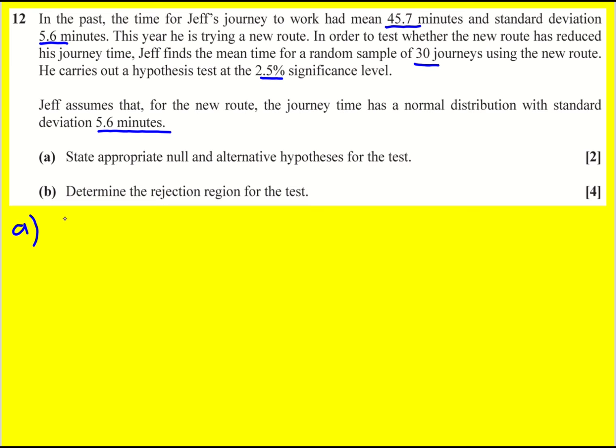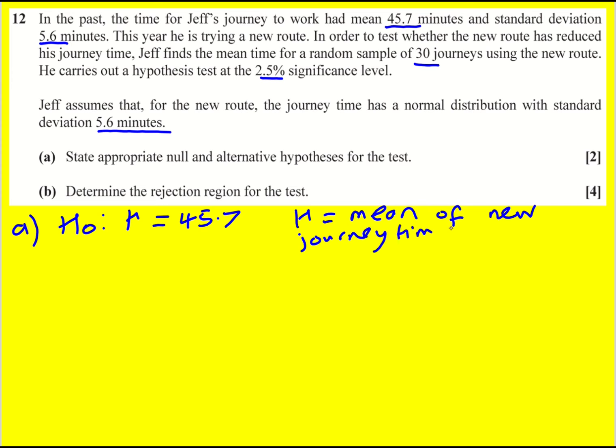So state the null and alternative hypotheses. For H0, mu is equal to 45.7, and we should just define what mu is. And then H1 is that it's gone down, because he's looking for whether it's reduced.